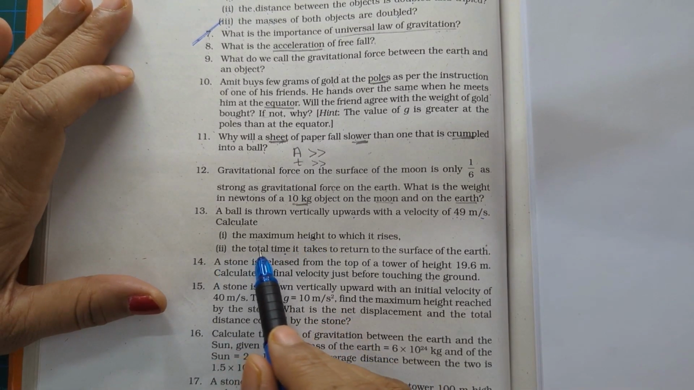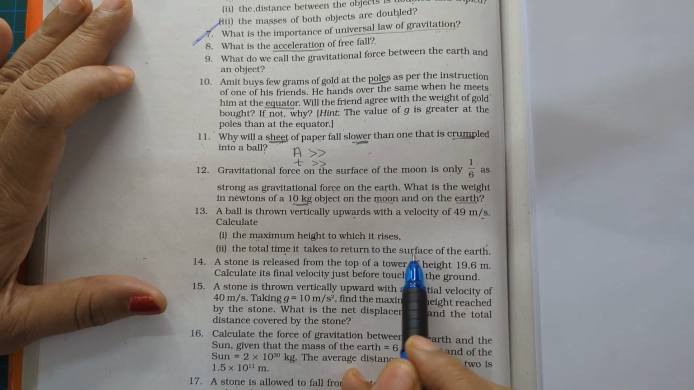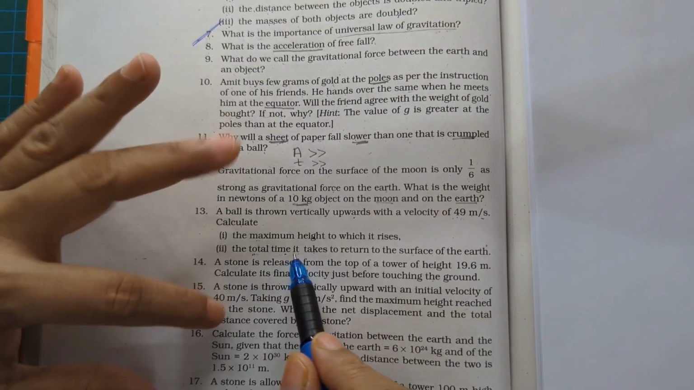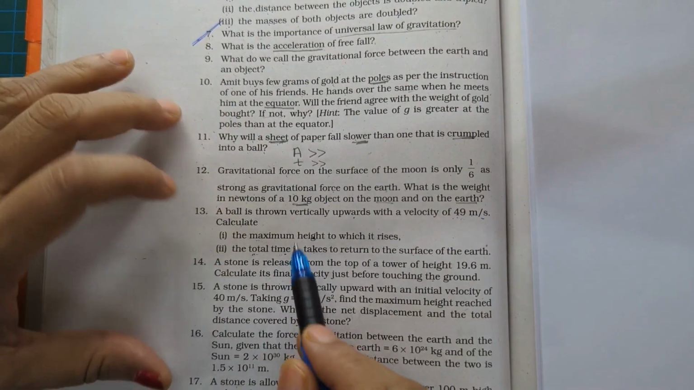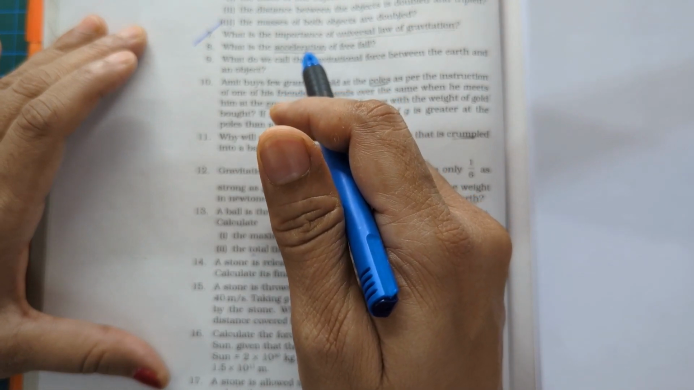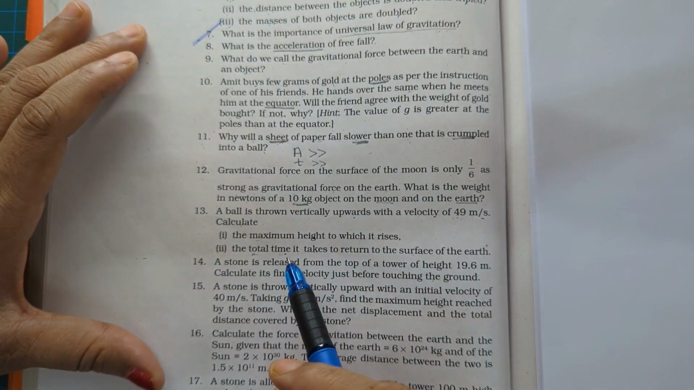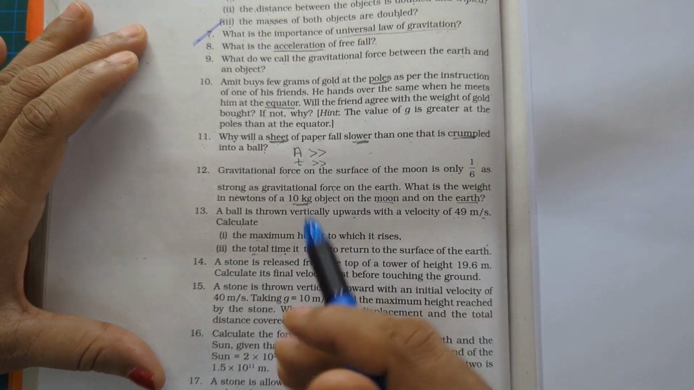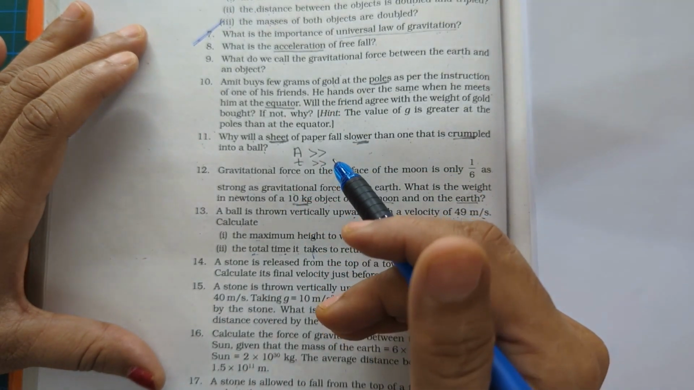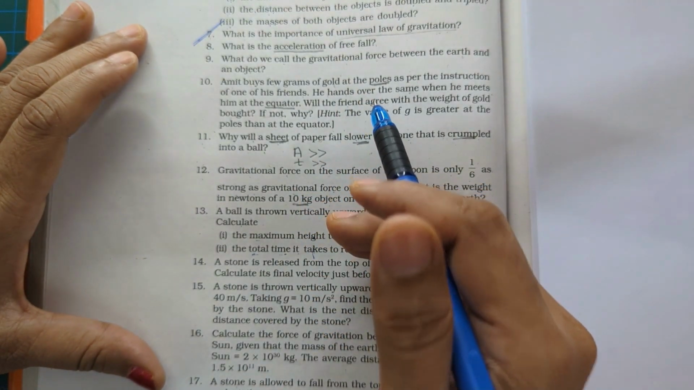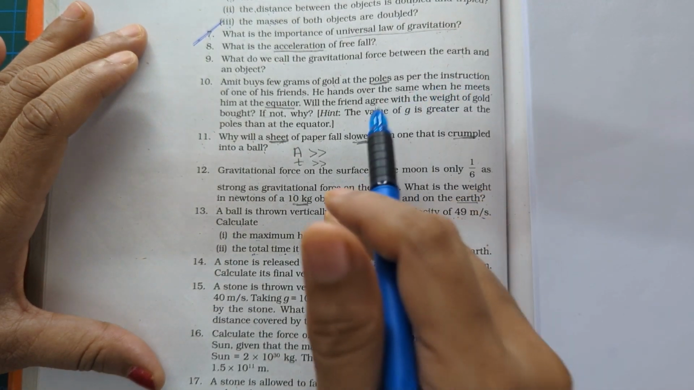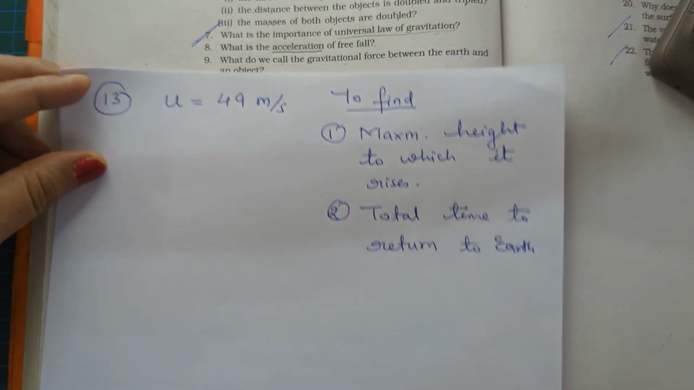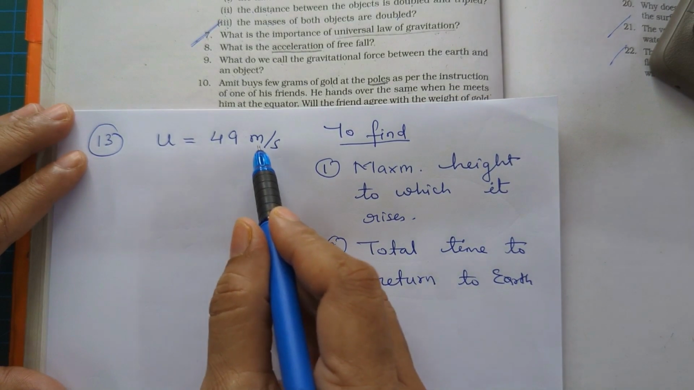Next, we have to calculate the total time it takes to return to the surface of earth. That means we have to find the total time of flight. Total time of flight is time of ascent plus time of descent. That means how much time it takes to go to the maximum height and then how much time it takes to reach the surface of earth. Time of ascent and time of descent are always the same. So we will calculate one direction time, how much time the ball takes to reach the maximum height, and whatever we get, we multiply by 2 and we get the total time of flight. So let's solve. 13th question, initial velocity of throw is 49 meter per second.